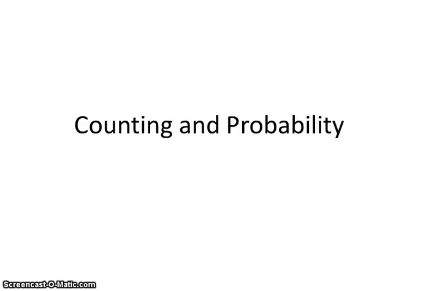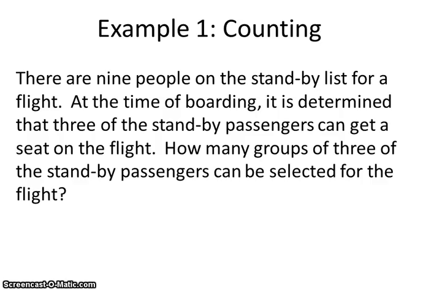Hi guys, today we're going to do a couple examples, one on counting and one on probability. So here's our counting problem. There are 9 people on the standby list for a flight. At the time of boarding, it is determined that 3 of the standby passengers can get a seat on the flight. And we want to know how many groups of the 3 standby passengers can be selected to board the flight.